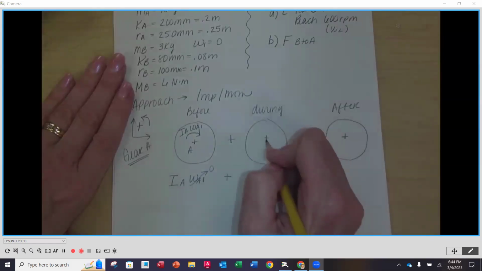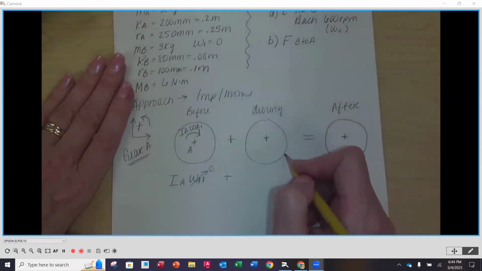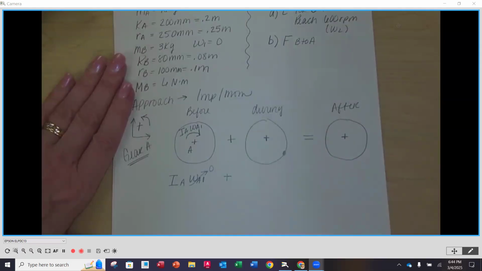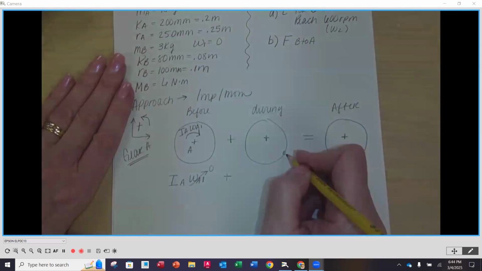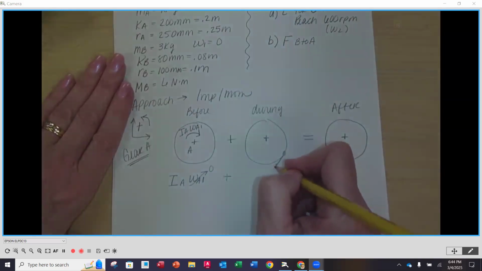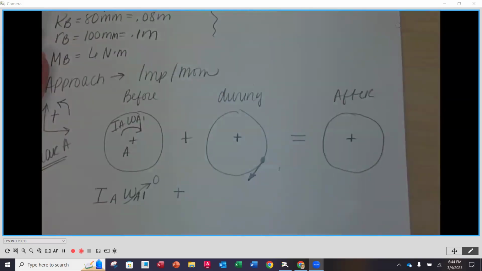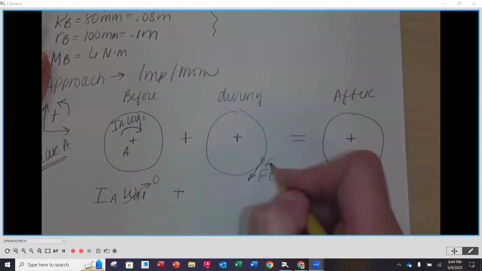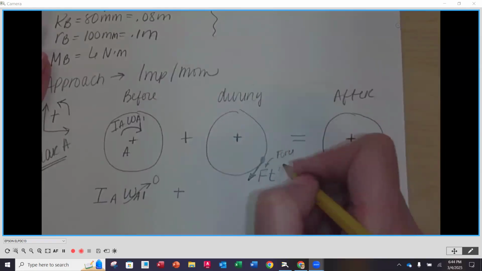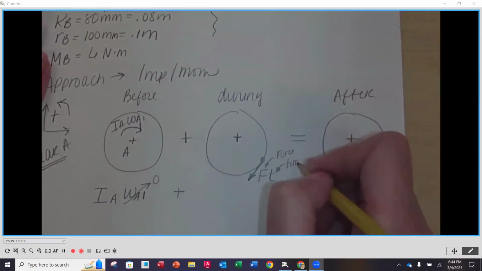Plus, now we know that down here, right about here-ish, this is where we have our contact point with gear B. Gear B is going to push on gear A, and there is going to be a force, right there. This is going to be that force, and it is going to be applied for a certain amount of time. So this is going to be the force, and this is going to be the time.